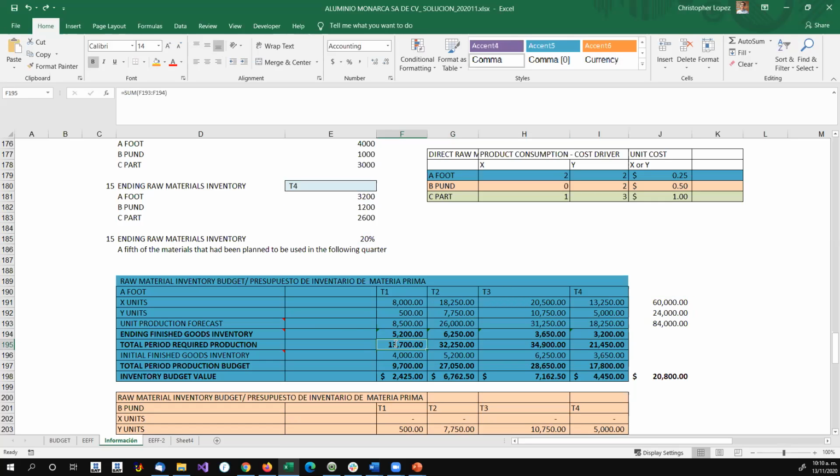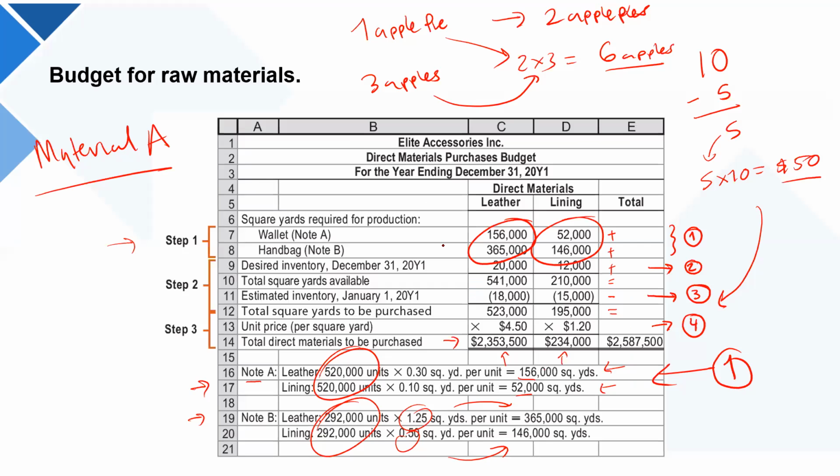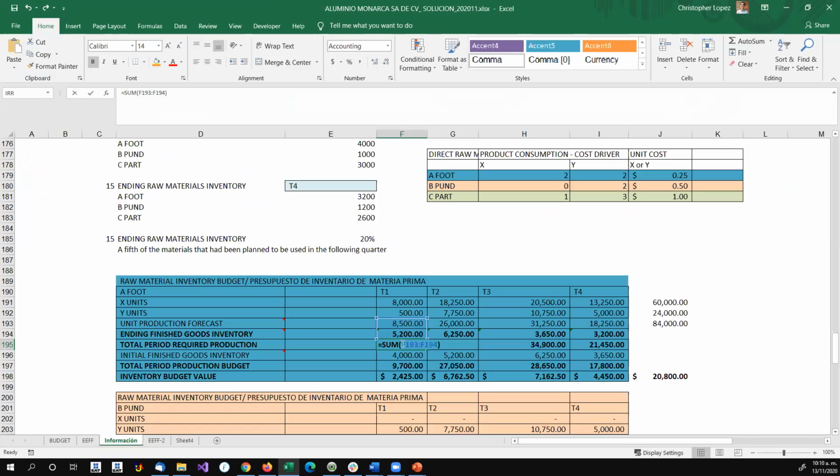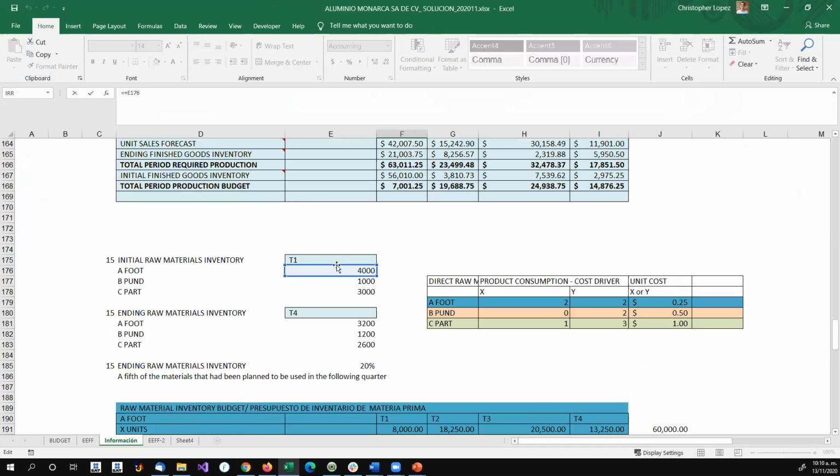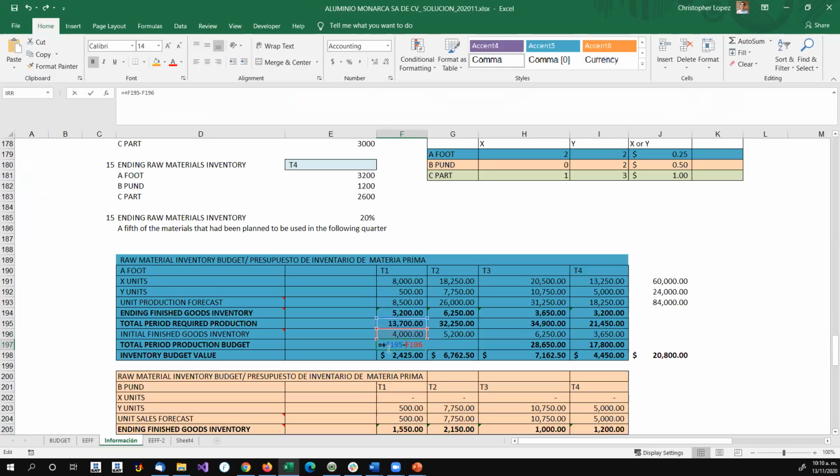And the next part is just to add up the units. And if you go here, that will be this number here, the 524,000, okay? In this example. So here we just add them up. It gives me 30,700. And now I need to subtract the initial inventory. And the initial inventory is the information I was given. So I just subtract that and I have my total period production budget, okay? I multiply that times the price of that raw material, and I have my inventory budget value, which is my purchasing budget.